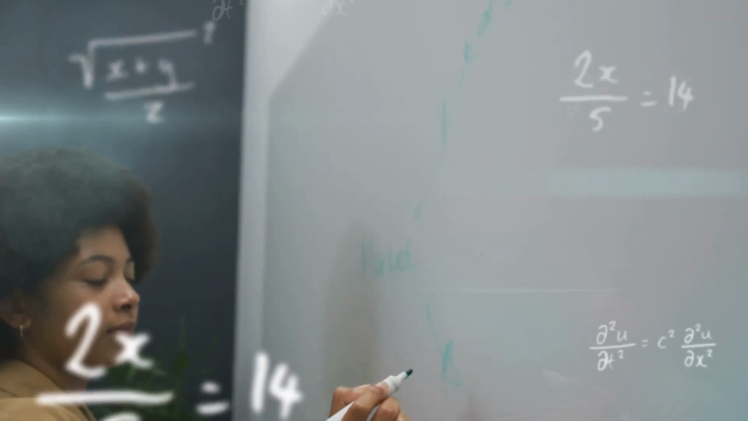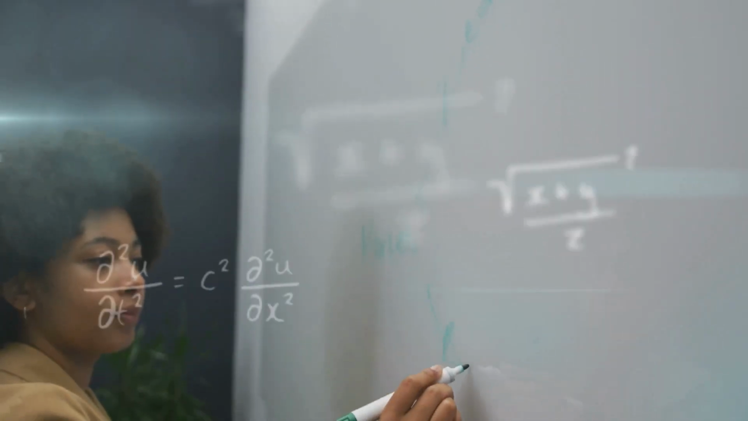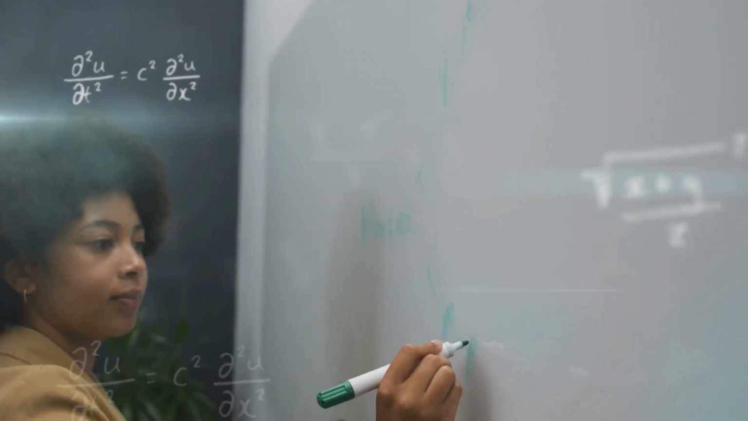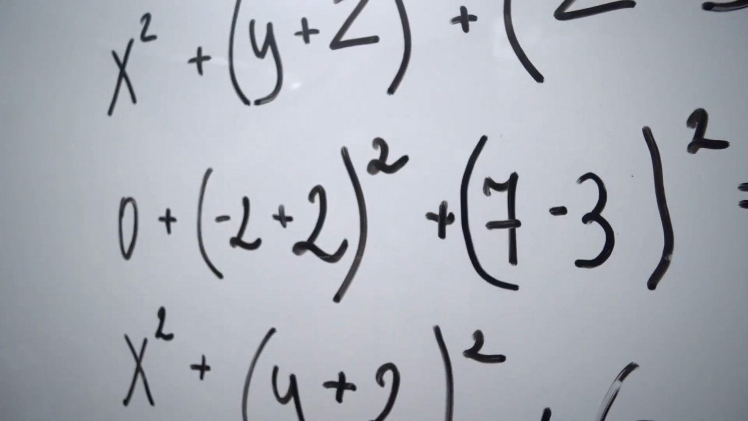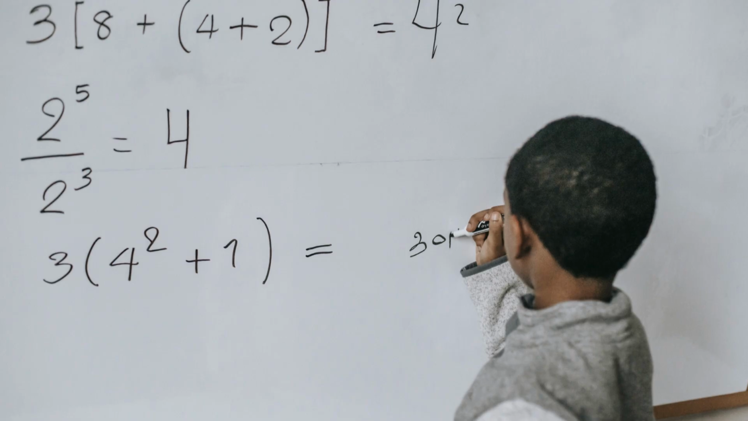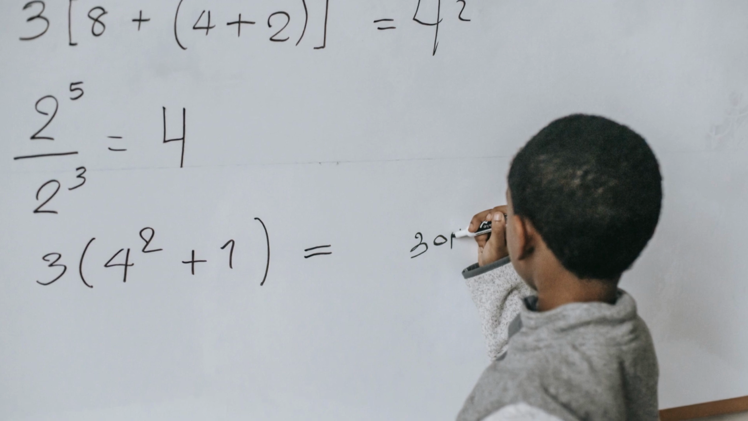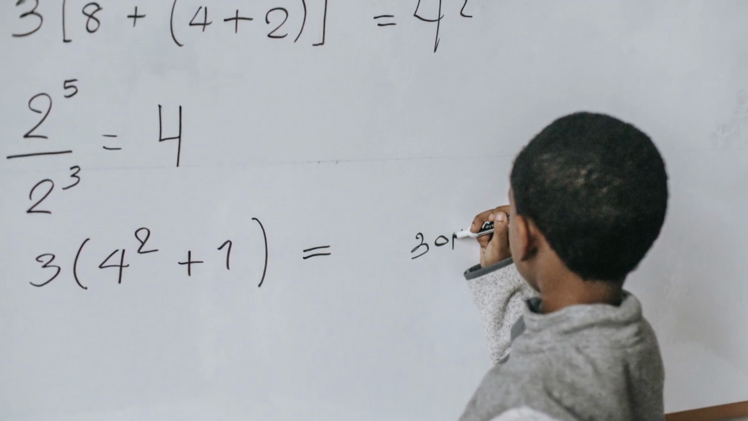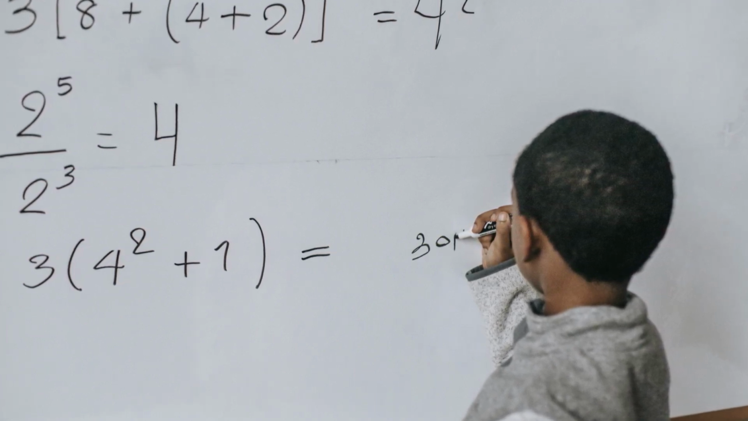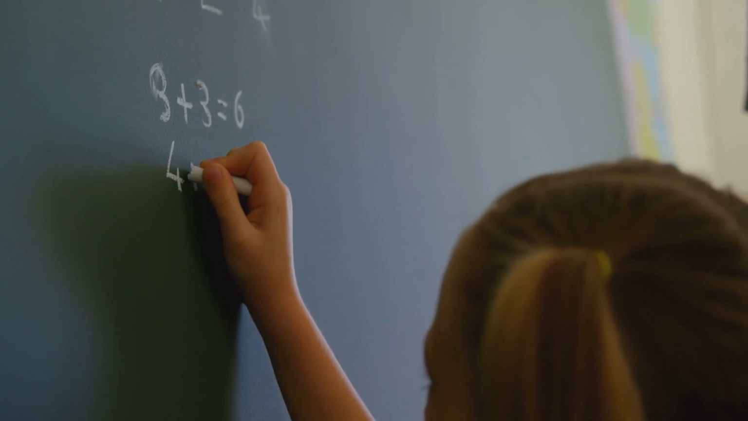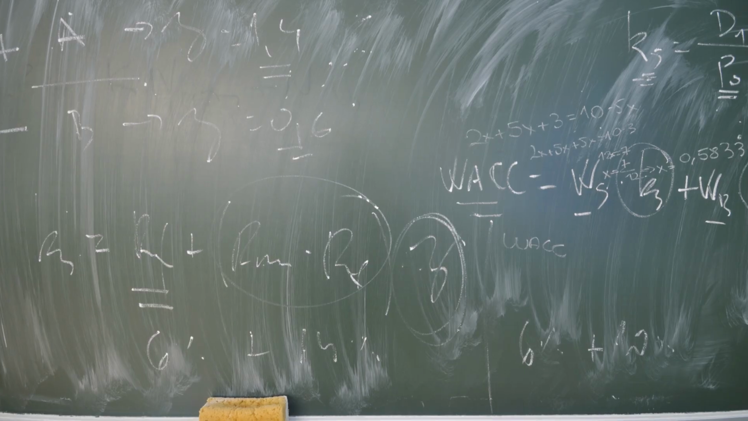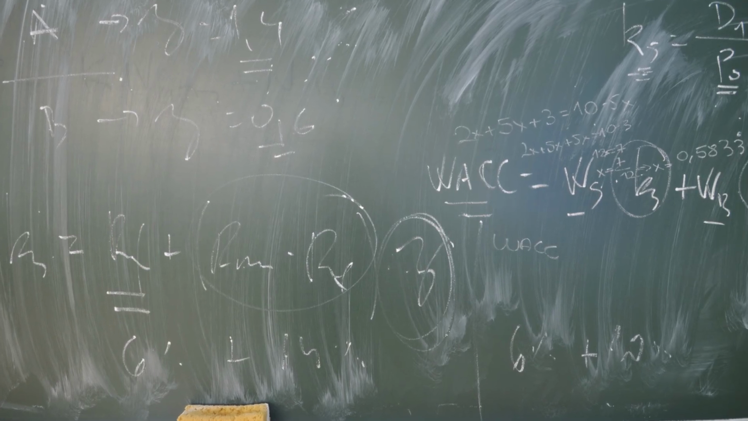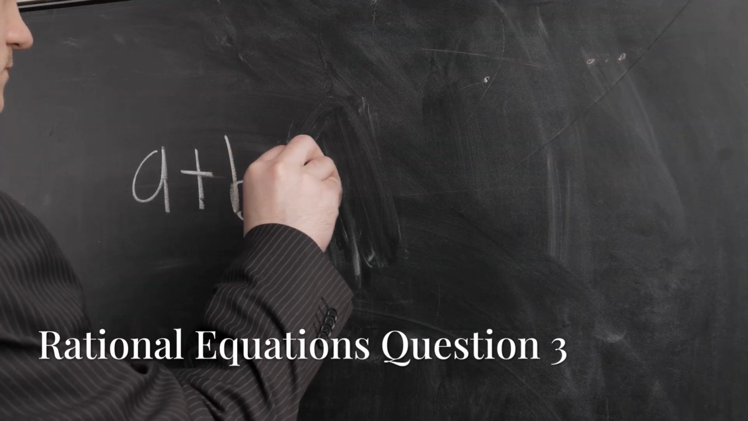Case 1, 3x minus 7 equals 11. Adding 7 to both sides gives us 3x equals 18. Dividing by 3 results in x equals 6. Case 2, 3x minus 7 equals negative 11. Adding 7 to both sides gives us 3x equals negative 4. Dividing by 3 results in x equals negative 4/3. Thus the possible values of x are 6 and negative 4/3.